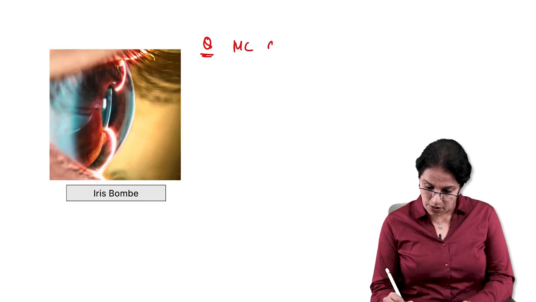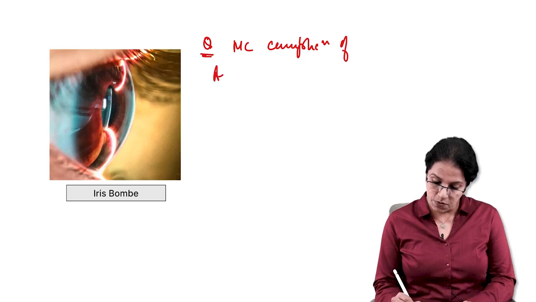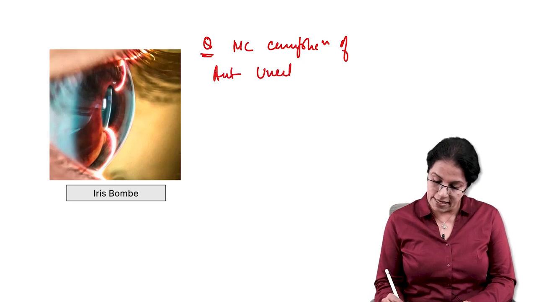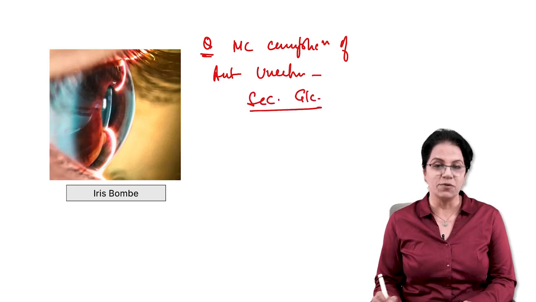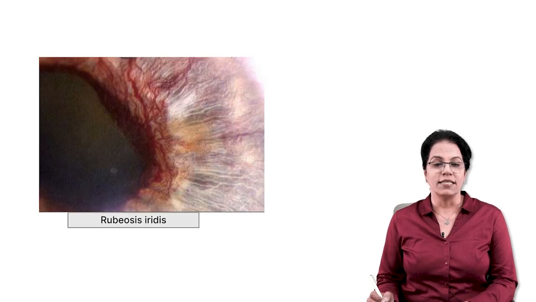Okay, so can we note this down? Make a cue and write it, that the most common complication of anterior uveitis, we will answer, is secondary glaucoma. First of all, be very clear, this you have to answer. Okay, let's see this.